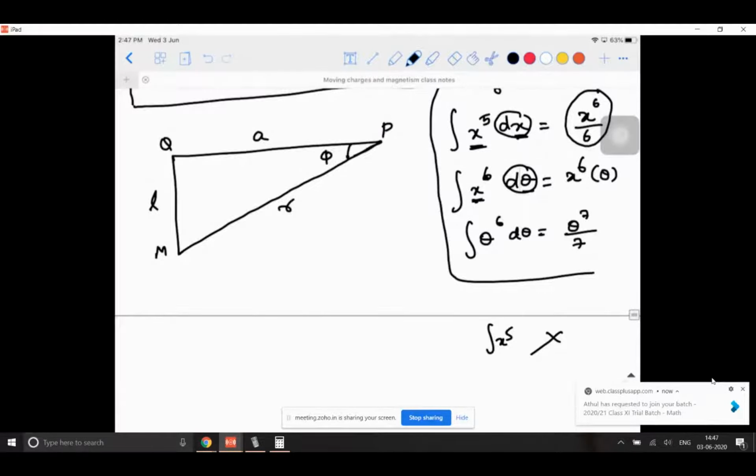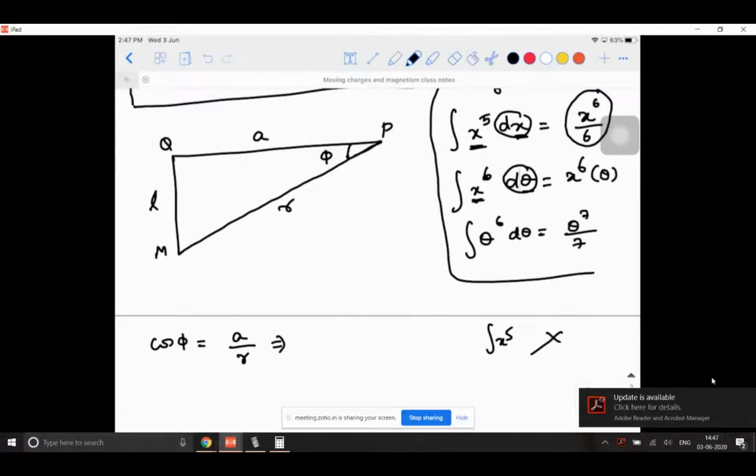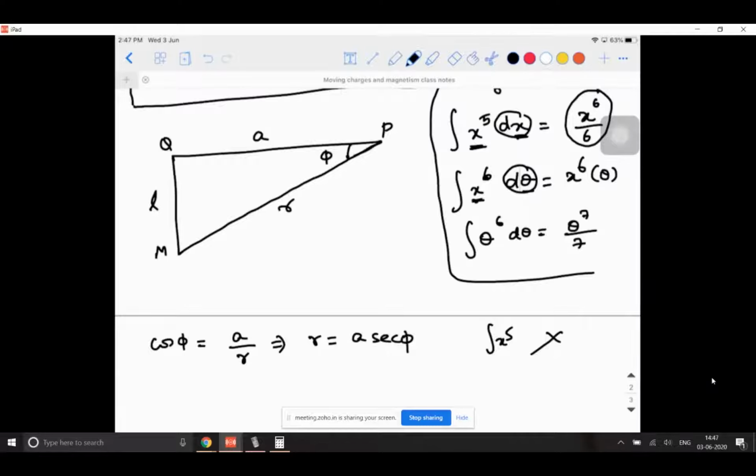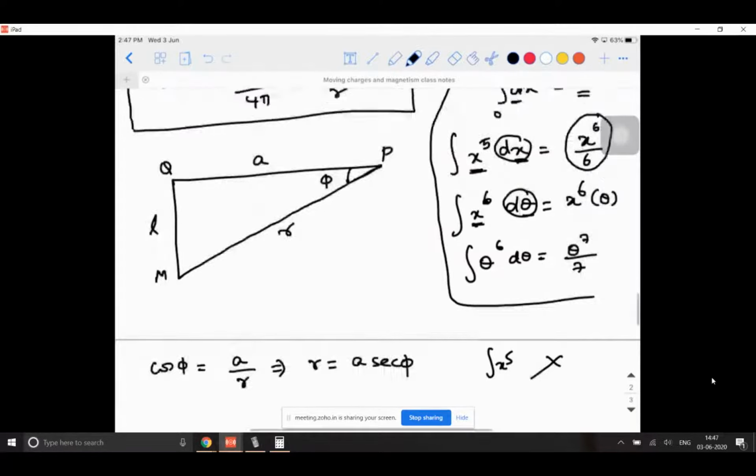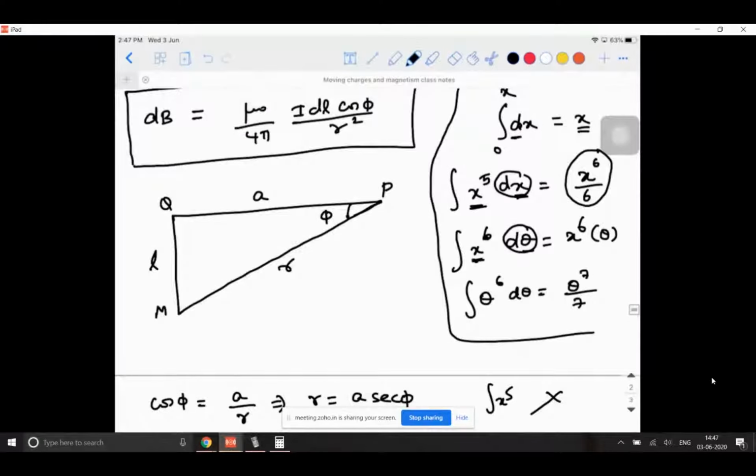Then what is going to be the value of cos phi? If I ask you, cos phi is going to be the adjacent divided by r, the hypotenuse, right? From this, what I can say is r is equal to a secant phi. Can I say it like this? So r is equal to a secant phi. So by doing this, the advantage I have is, wherever I see r in this expression, I can replace it with a secant phi. And remember, a is a constant, as I have told you, because that perpendicular distance is going to be a constant.